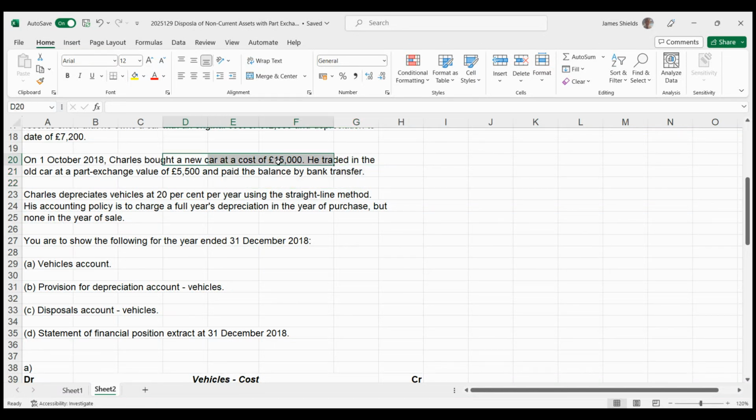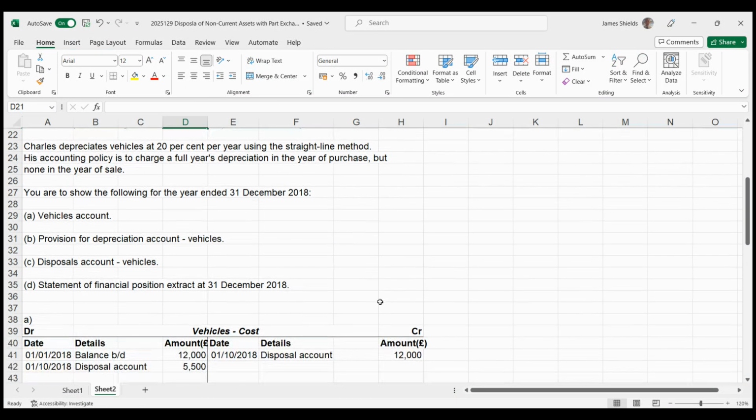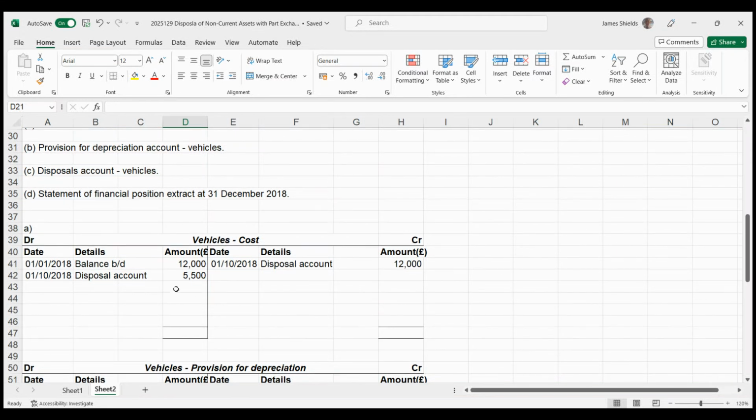We said earlier on, and the difference by bank is the £15,000 take away the £5,500. And that comes to £9,500. So that's going to be the balance to pay for our new car. That's paid by bank transfer. It's on the 1st of October 18. So just a little note on the side.